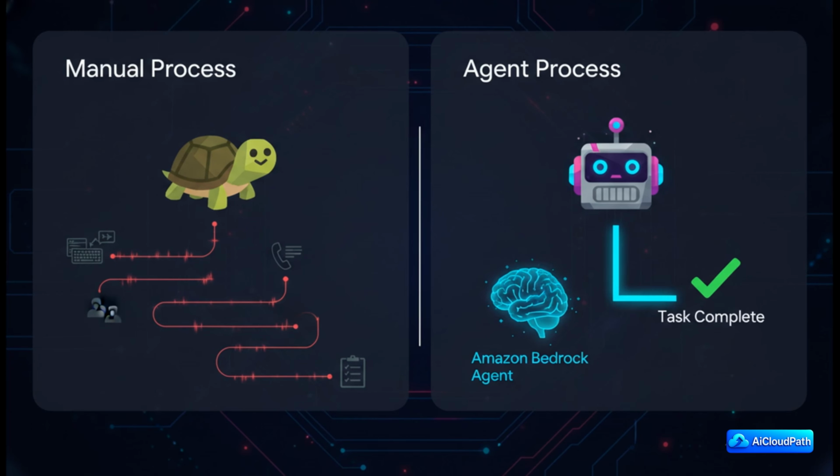And this just shows you the night and day difference. The old way, the manual process, is slow and it's full of potential for human error. But the agent's process, it's instant, it's fully automated, and it's incredibly consistent. It's just a massive leap forward for both efficiency and for customer happiness.